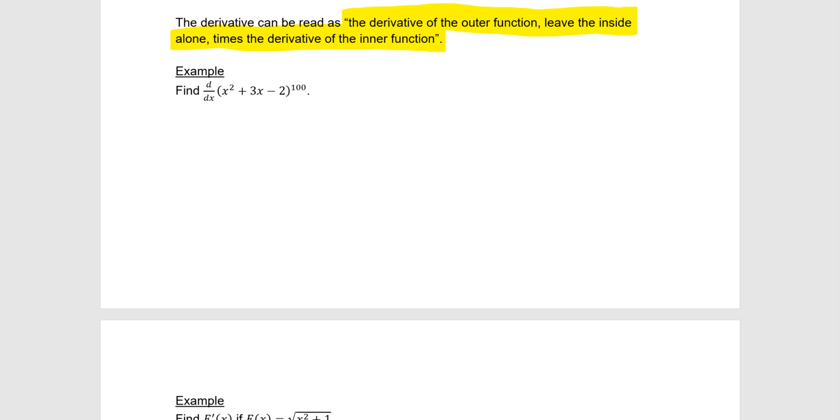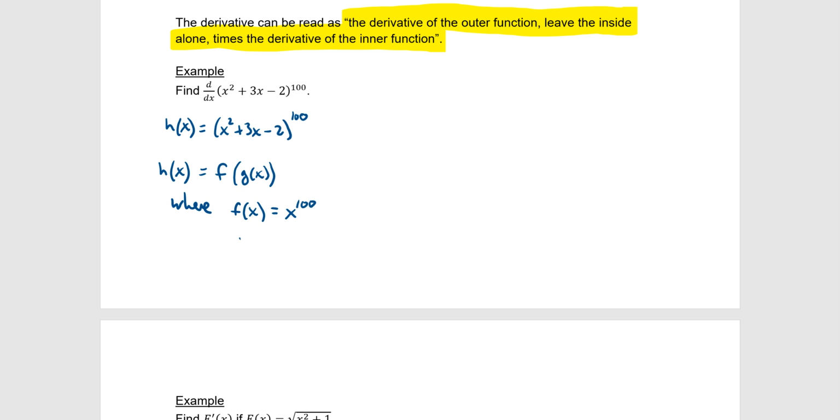This first example, we want to find d dx, the derivative of x squared plus 3x minus 2 raised to the 100th power. Before we do it, I'm going to show you two ways that you can kind of do it. We can think of this function as its own function, h of x. I'm just going to rewrite it. We know it's a composite function. We can say that h of x equals f of g of x, where f of x is the outer function. The outer function here is something to the 100th power, so x to the 100th power. And then the inner function, g of x, is what's inside the parentheses, x squared plus 3x minus 2. Make sure that if you do f of g of x, you end up getting the original, which you do, because you would take g of x and plug it into x, making it x squared plus 3x minus 2 to the 100th.